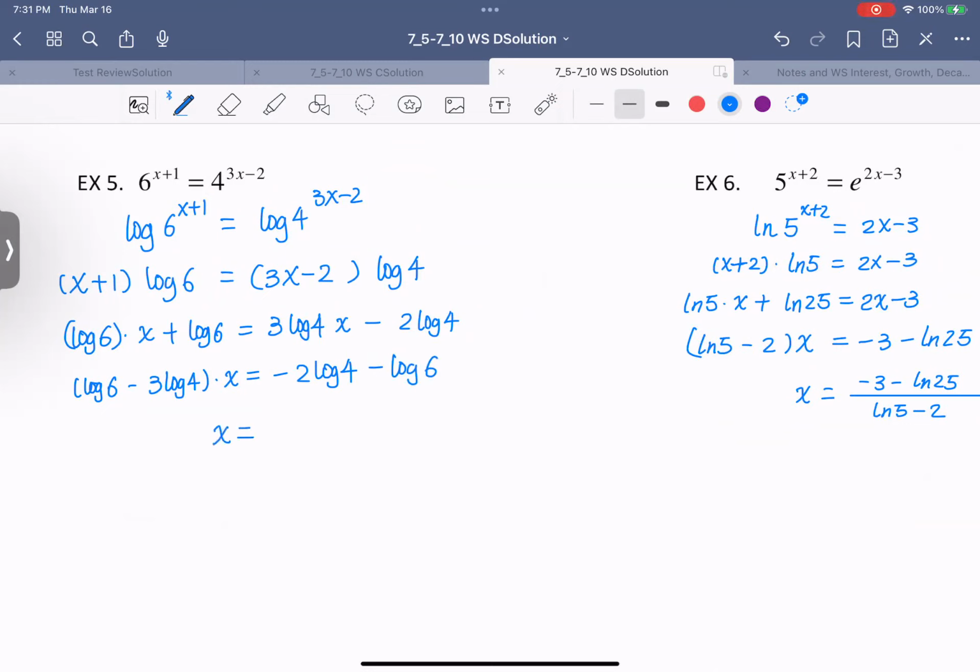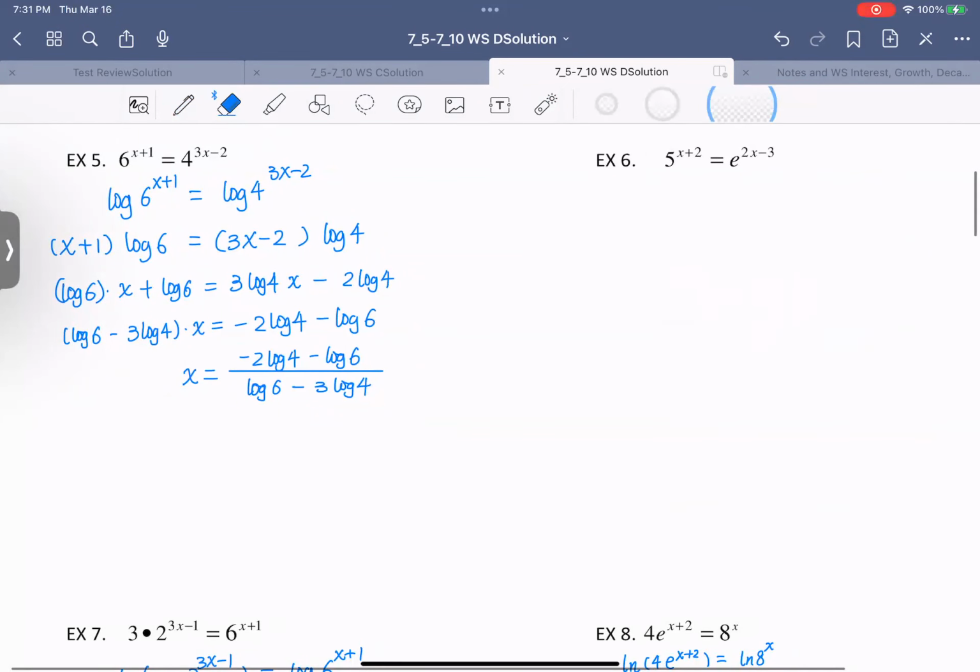And then x equals? Negative 2 log 4 minus log 6 over log 6 minus 3 log 4. Good. That's it. Makes sense? Yeah.